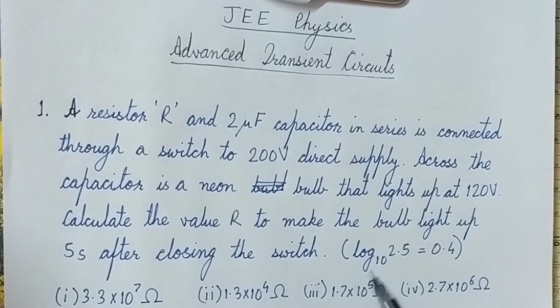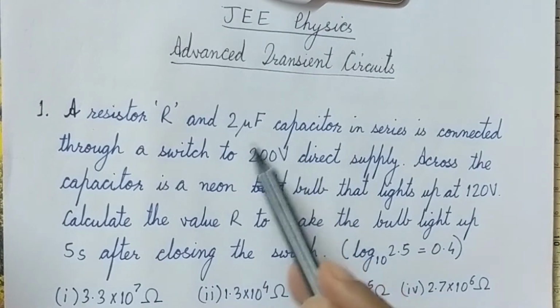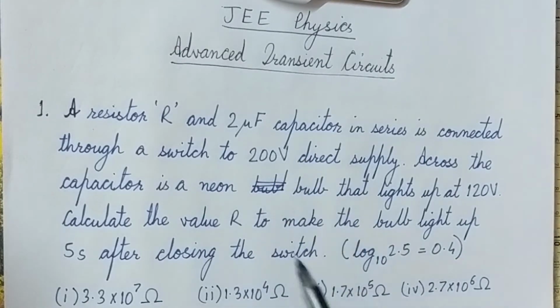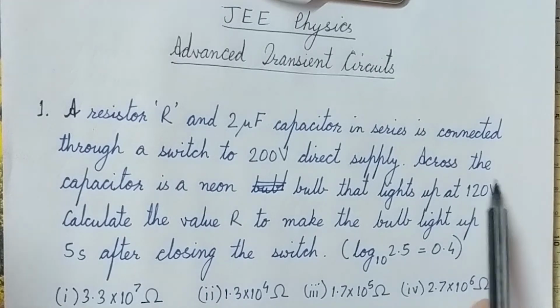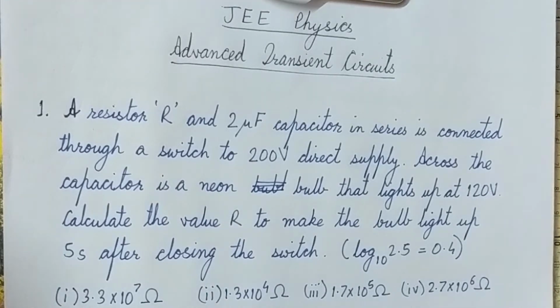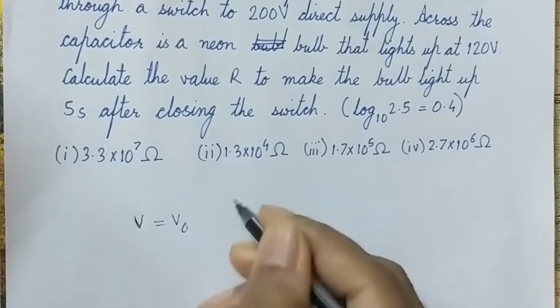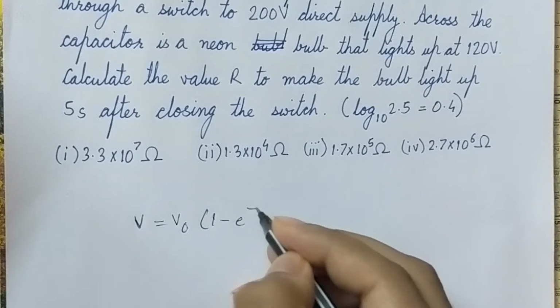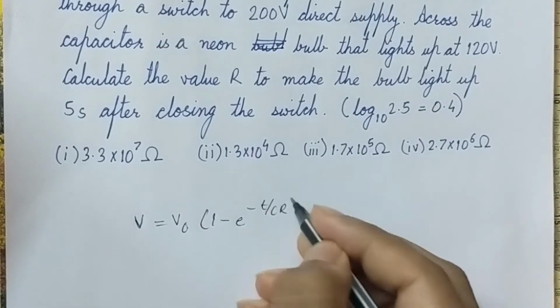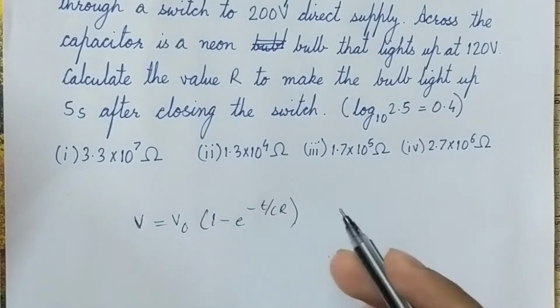So we know that the maximum voltage that the capacitor can take up is 200 volts and the voltage that it needs to take up is 120 volts. So we can write the voltage equation across a capacitor for charging. V is equal to V naught times 1 minus e to the power minus t by CR. So at any instant of time I can find the voltage.